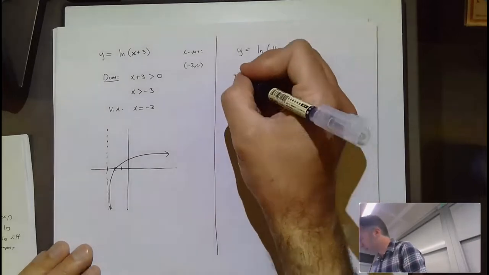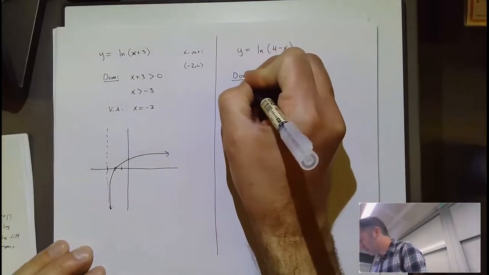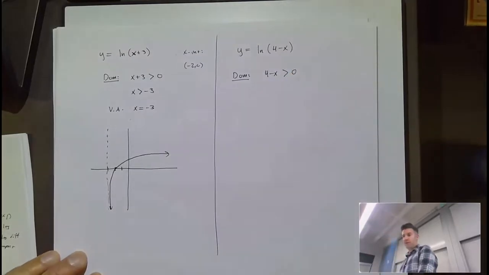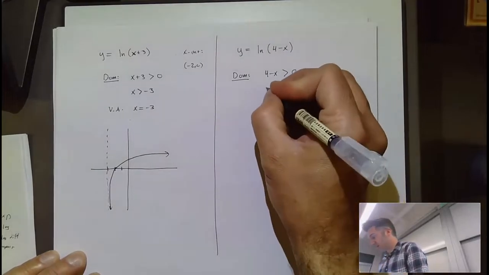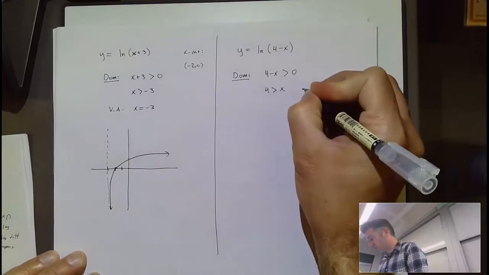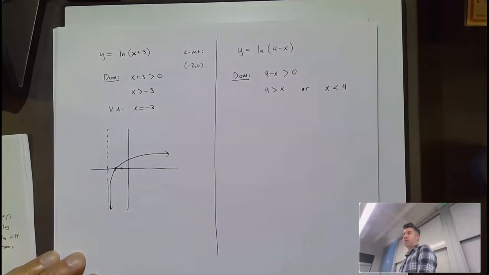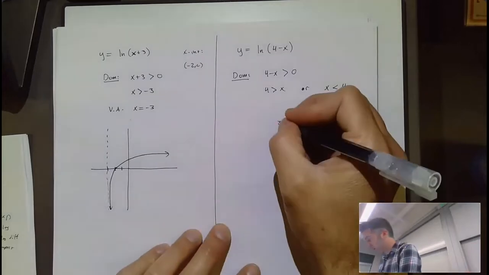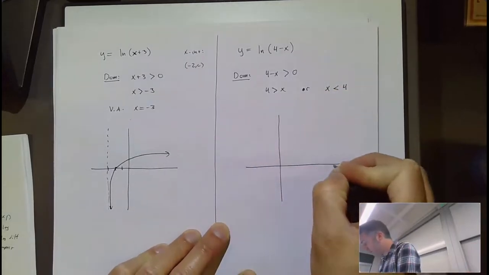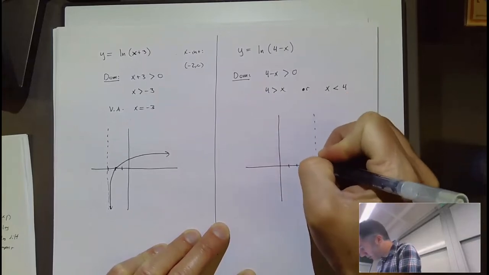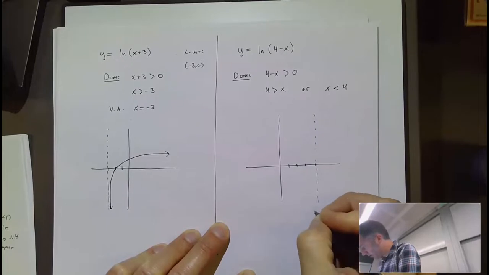So I know my domain has to be where the inside part of the logarithm is positive. So solving for x, I can just add x to both sides and say 4 is greater than x, or if you prefer, x is less than 4. Same deal. Great, that really helps me because now I know that the graph has to live to the left of 4, and that my vertical asymptote is going to be at x equals 4.